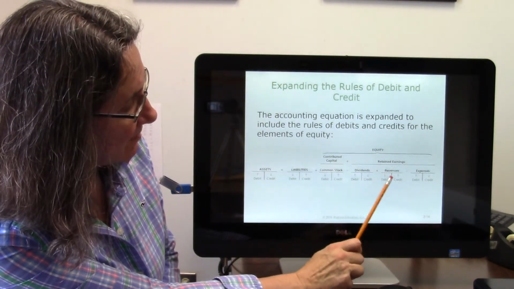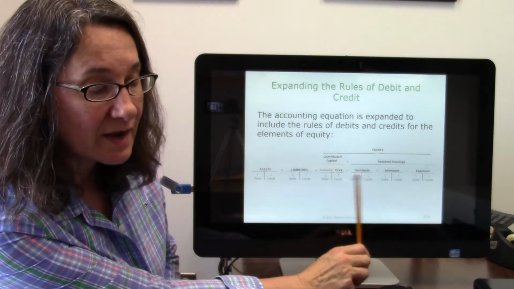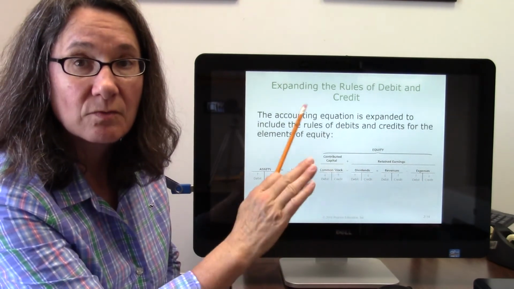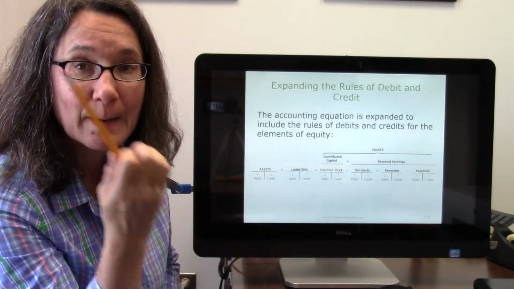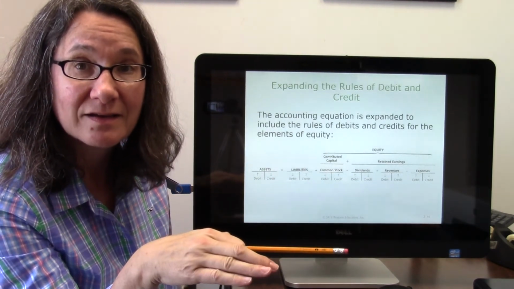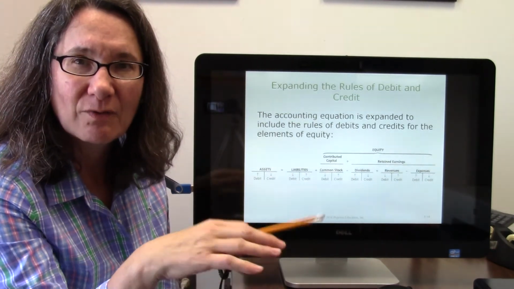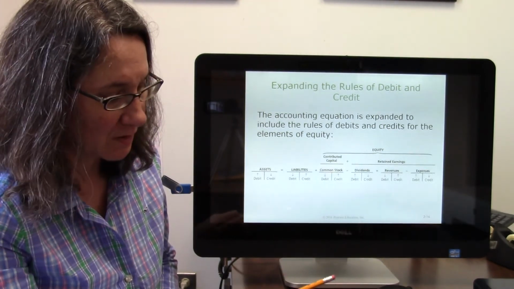We know that revenues increase equity. We know that equity increases with credits. We know credits are on the right, so I always think revenues on the right, RR. That's how I remember it, revenues on the right. So if I know revenues are on the right, the opposite of them, expenses, have to be on the left. So all I worry about is revenues on the right. That's how I remember that, RR.